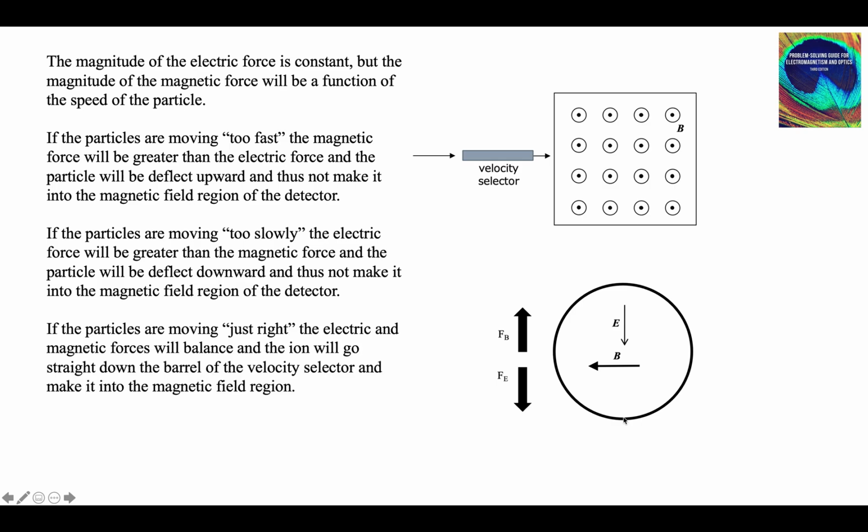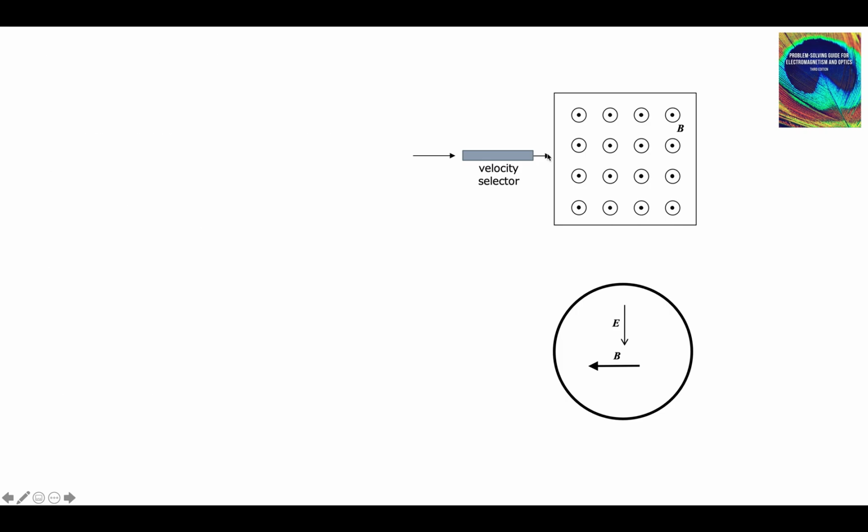If it's just right, the electric force and the magnetic force will balance. One's up, one's down. The particle is going to go straight through and make it into the magnetic field region. A very clever idea to get all particles moving at the same speed. Once they're in there, heavy particles will curve less sharply, lighter particles will curve more sharply, because they all enter with the same speed.